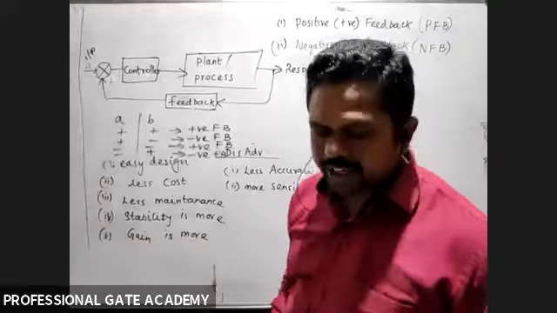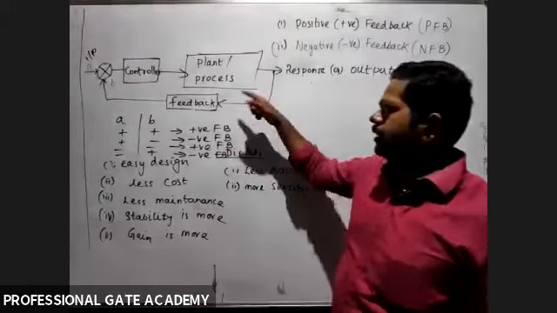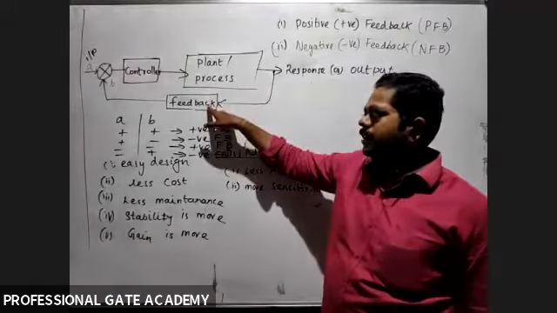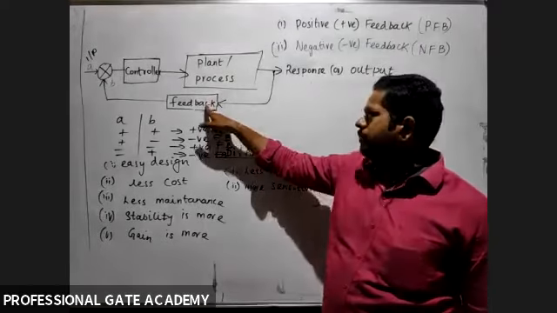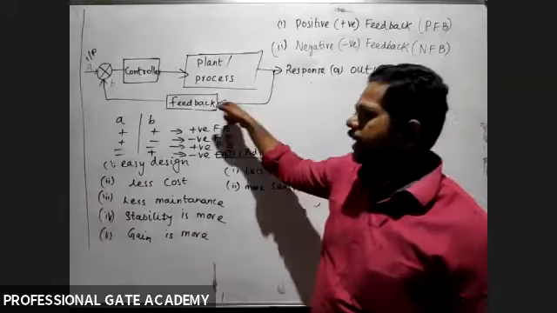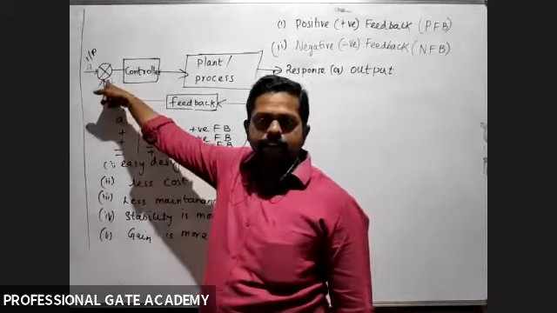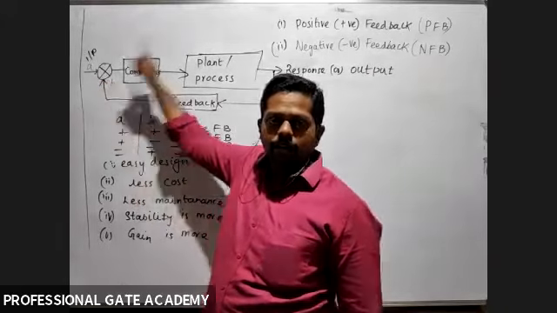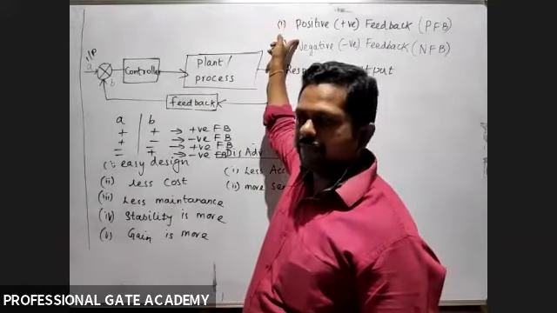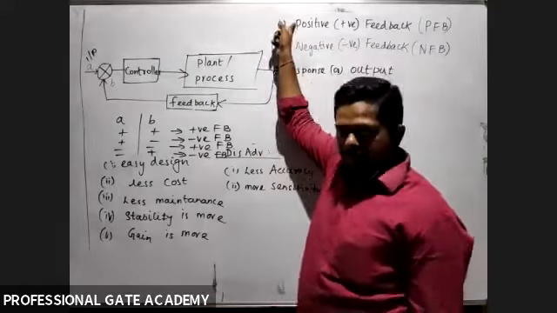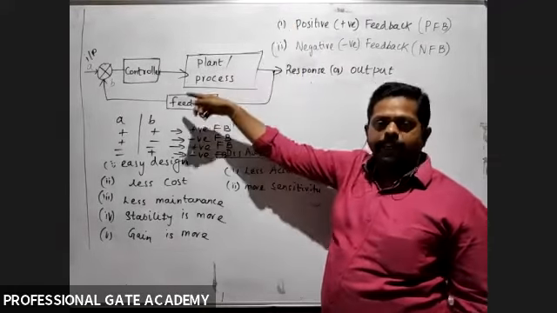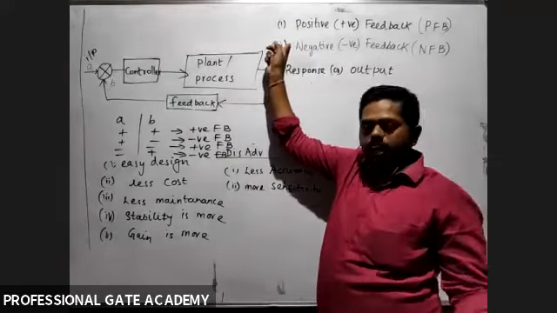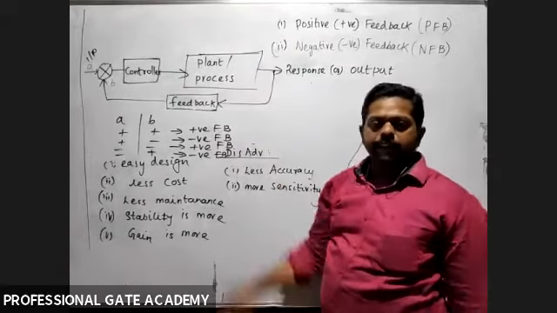Yes, students, now tell me, a quick revision. What is feedback? Closed loop systems have feedback, but there is no feedback in open loop systems. So what do you mean by feedback? Output or part of the output connected back to the input. What are the two types of feedback? Positive feedback and negative feedback. Input and output in the same phase means positive feedback. Input and output in opposite phase means negative feedback.